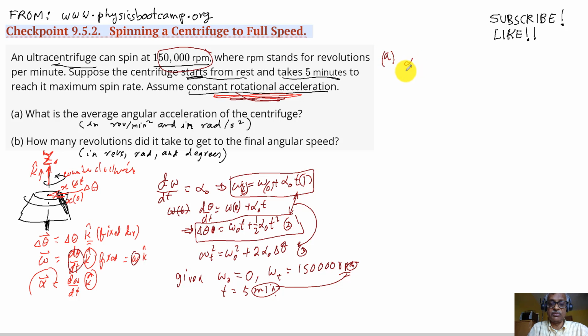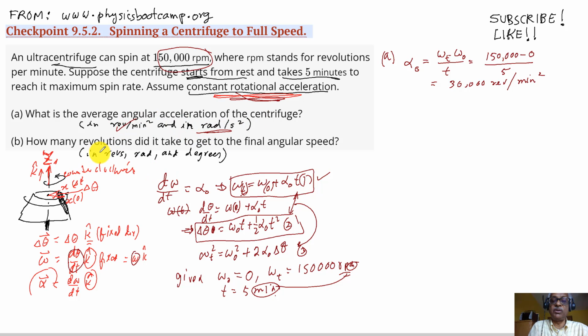So alpha 0, the constant angular acceleration, will simply be, using this equation, this minus this divided by t. So that's omega t minus omega 0 over t, which is 150,000 minus 0 over 5, and so this will be 30,000 revolutions per minute squared. So we got this, and we'll change the unit later.